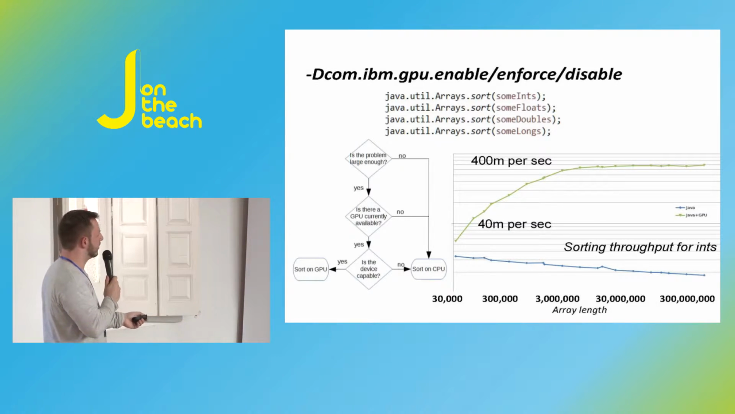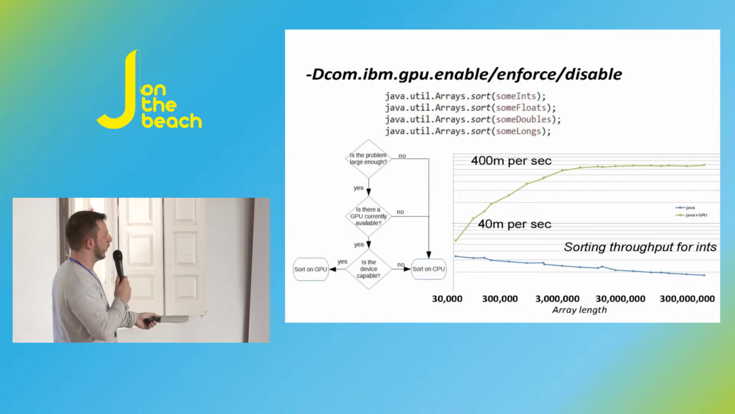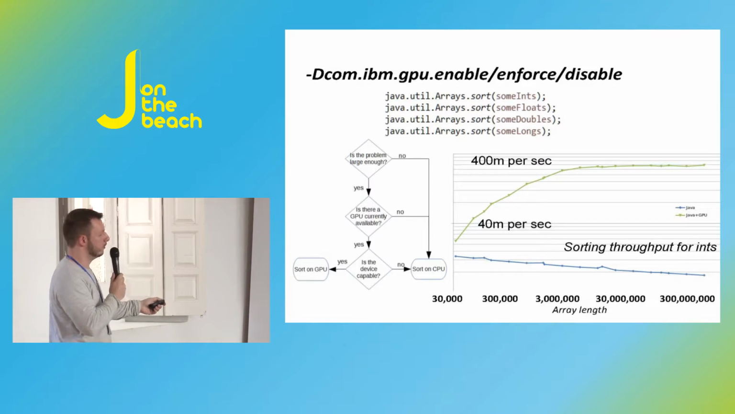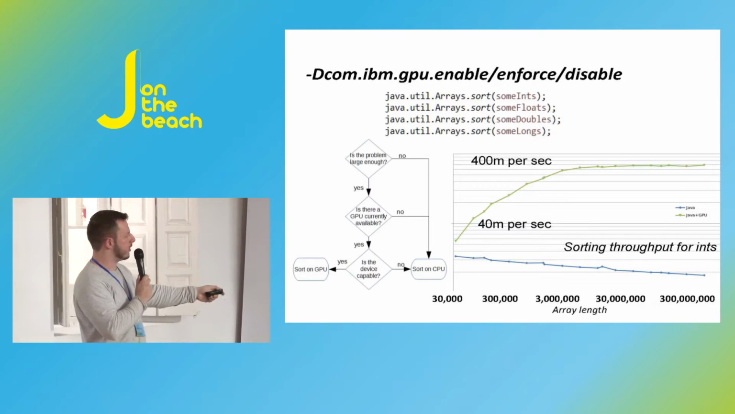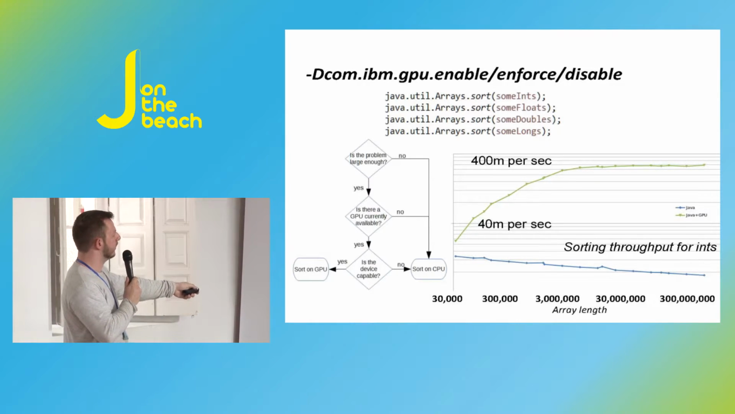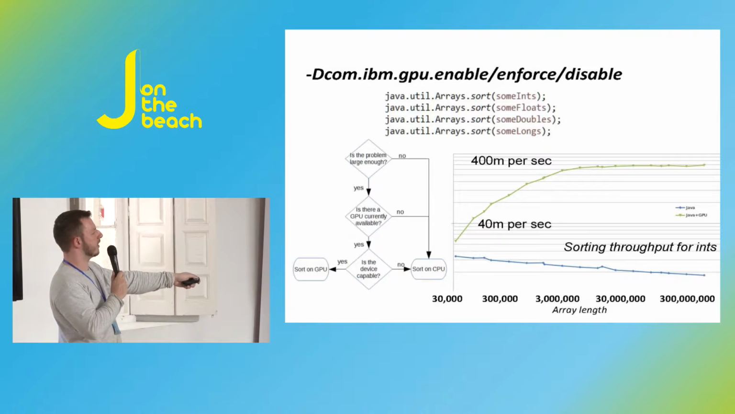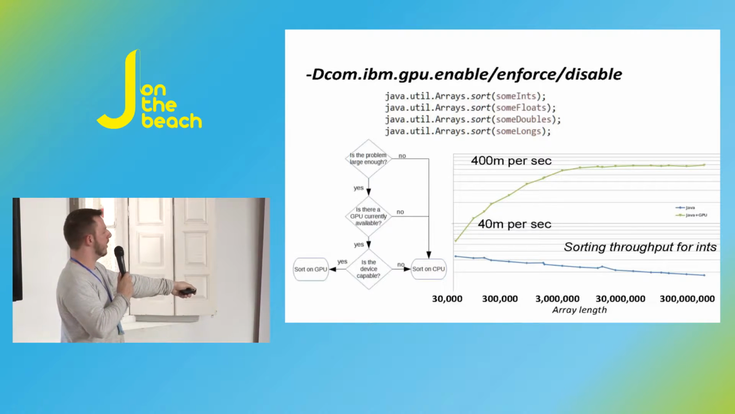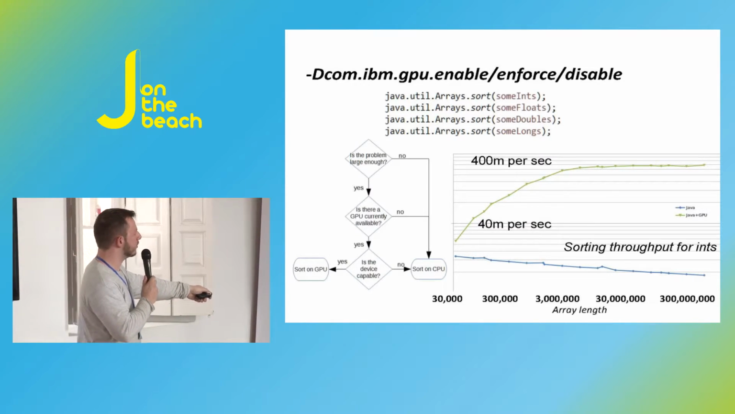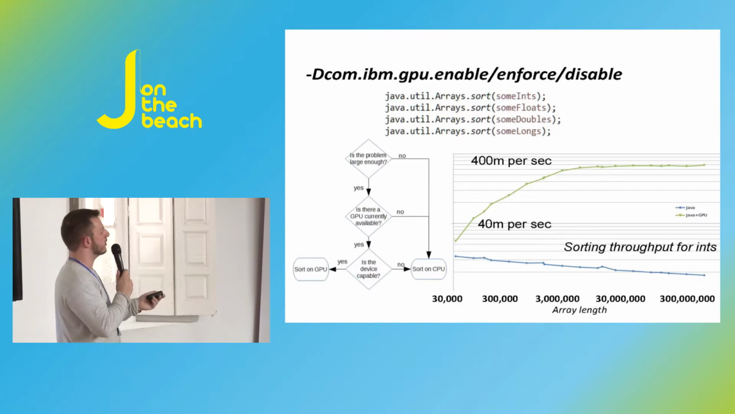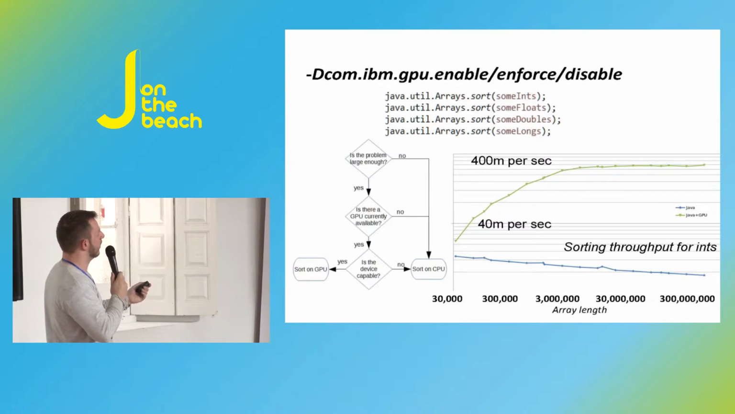If you say yes, sort on the GPU and get your result back. If it's not capable, do it on the CPU. If there are no GPUs, CPU. If it's too small, again, CPU. You get your sorting throughput on the right. This line is how many integers we can sort per second on a GPU, about 400 million per second, and on the CPU down here, not much at all. So big difference, and here's how you use it. You write some normal Java code, set this property on the command line, and you're good to go.